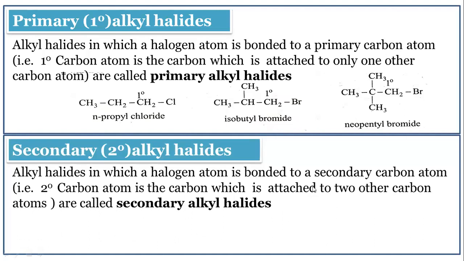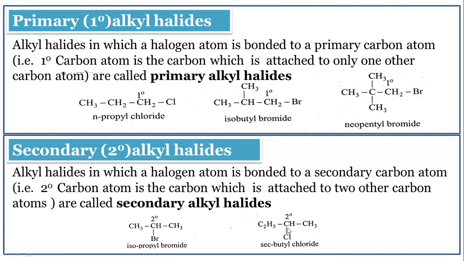Secondary alkyl halides means the halogen is attached to a secondary carbon atom. A secondary carbon atom means this carbon is attached to two other carbon atoms. See, bromine is attached to this carbon, which is secondary. Why secondary? Because this carbon is attached to one carbon and this is the second carbon. So this is isopropyl bromide, a secondary alkyl halide.